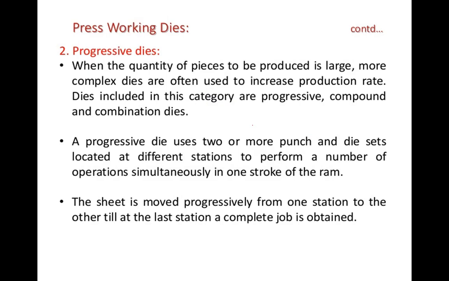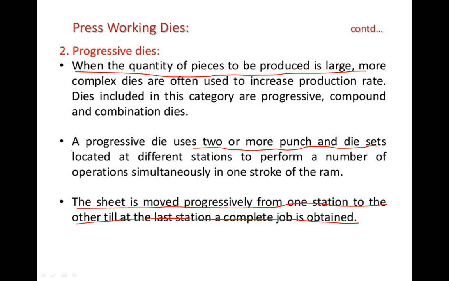Then number 2 is progressive dies. Progressive dies are used for carrying out 2 or more operations. So these are called progressive dies. The sheet is moved progressively from one station to another till the last station completes the job. So at the last stage, you obtain a completed job. When the quantity required to be produced is large, more complex dies are often used to increase production rate. Dies included in this category are progressive, compound and combination dies.